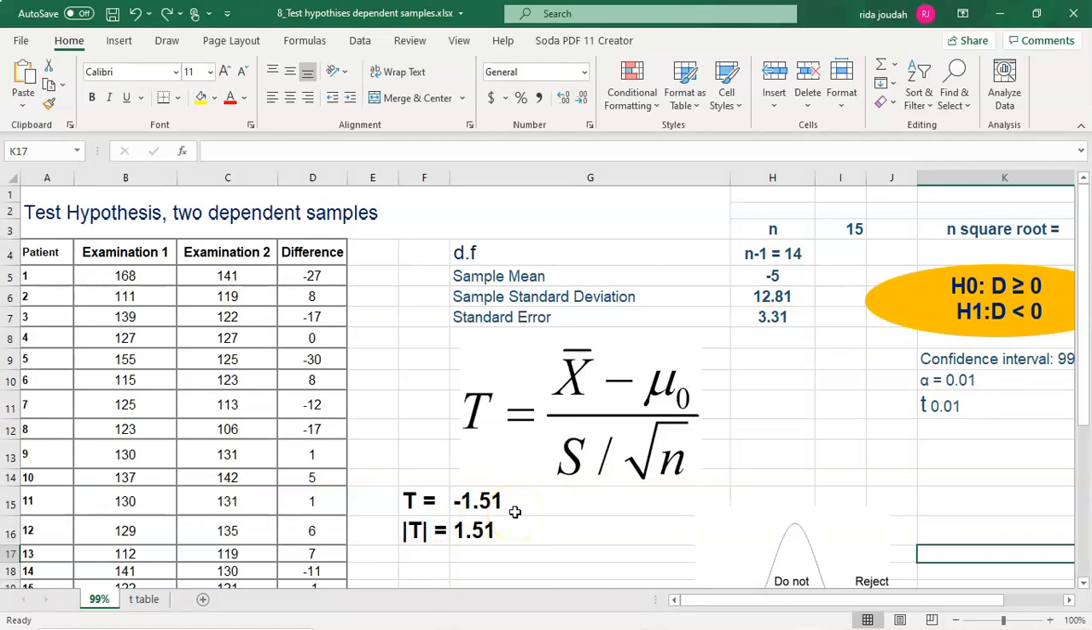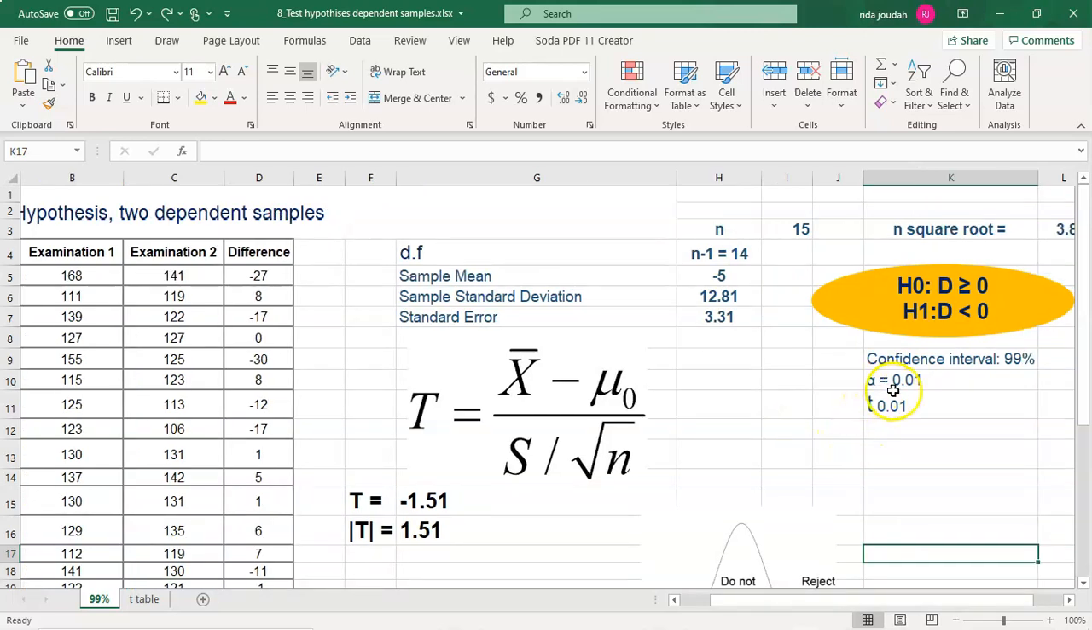And as we said, it is easier to take the absolute value for the t-score that we found, which is 1.51. And because this is a medical test, we need to be as precise as possible. So that's why we need to test it at the 99% confidence level. So based on that, alpha is 0.01 or 1%. And the degree of freedom is n minus 1, equal to 14.